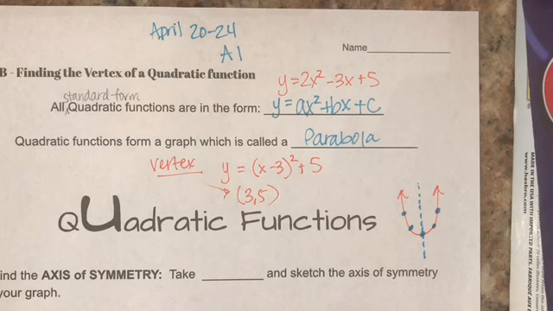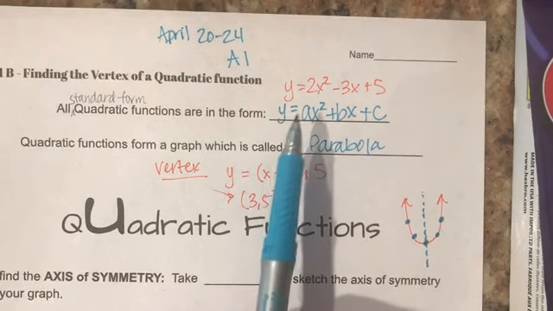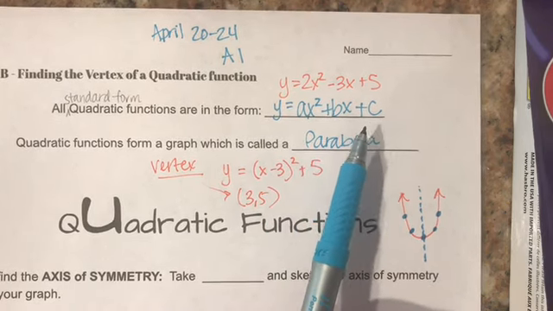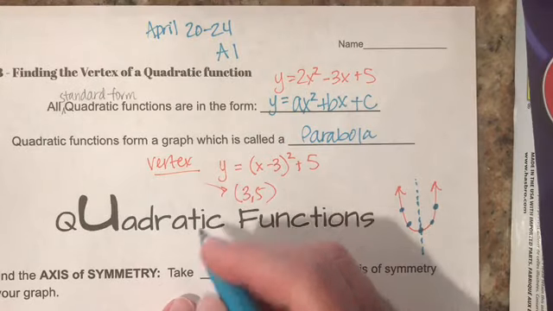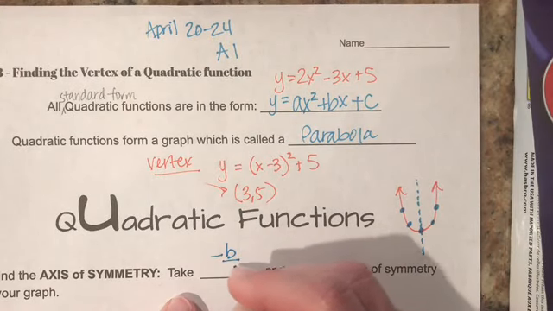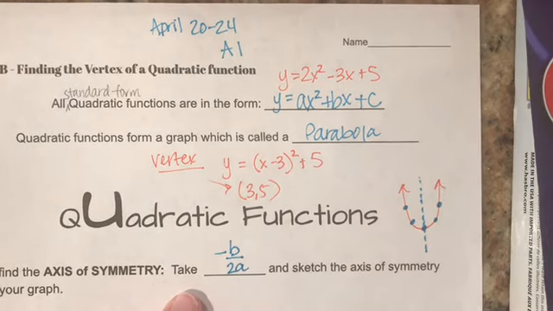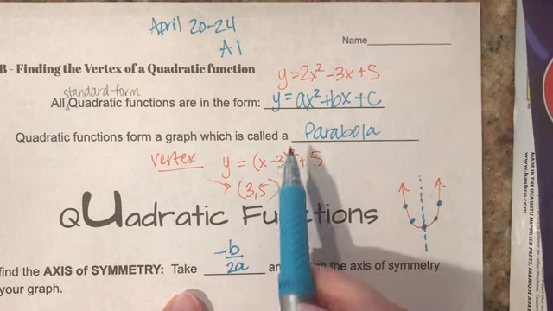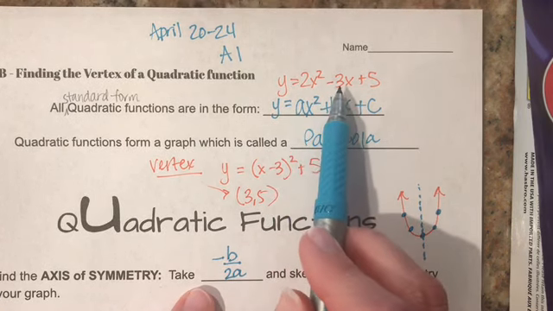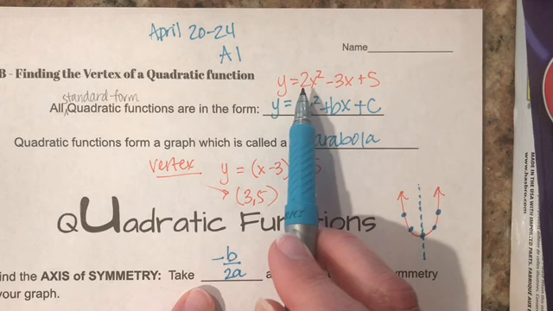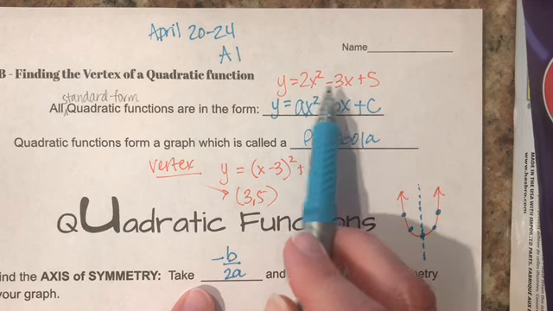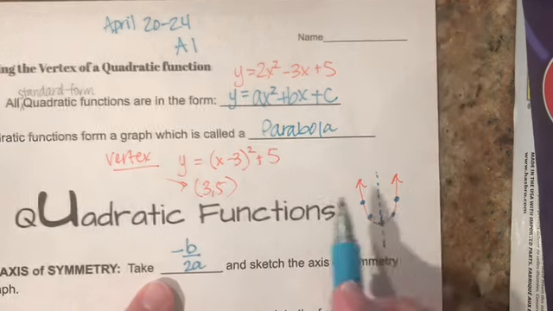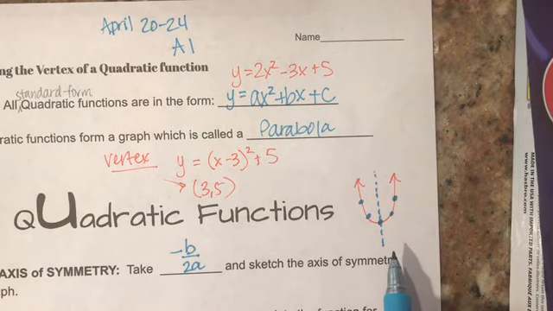To find the axis of symmetry, using these numbers A, B, and C, you really don't even use C for this. This is kind of weird, but you take negative B divided by 2 times A. So if I was doing this orange equation, I would make my 3 a positive 3 divided by 2 times 2. So positive 3 divided by 4. That's where my dotted line would be located.